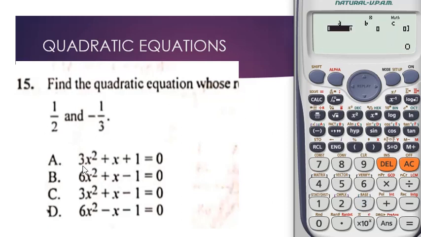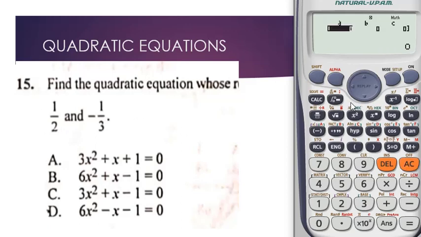So let's start from a. For a, we have 3. Note that we are only punching in the coefficients. So 3 is the coefficient of x squared, 1 is the coefficient of x, and then we have the constant 1. Just like that, we are only punching in the coefficients. Click on the equal sign, and then we have the constant 1. Let's see the roots, whether they correspond to 1 over 2 and minus 1 over 3. You can notice that this is far from 1 over 2 and minus 1 over 3.